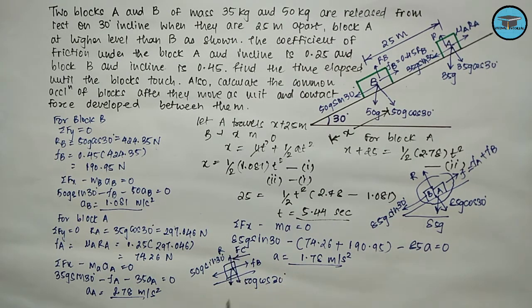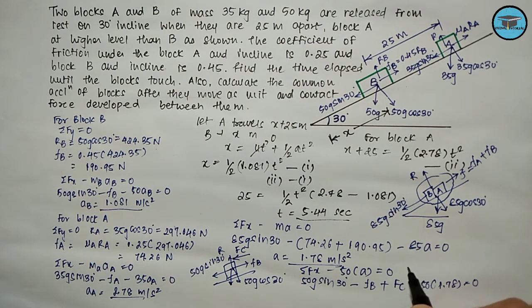So now we apply again D'Alembert's principle in the horizontal direction. Sigma Fx minus mass of block B, that is 50, into acceleration, that is the common acceleration, equals 0. So 50g sin 30 minus Fb plus Fc minus 50 into the common acceleration, 1.78 meter per second square, equals 0. Fb is known and the other values are known, so the value of Fc comes out to be 34.95 Newton.